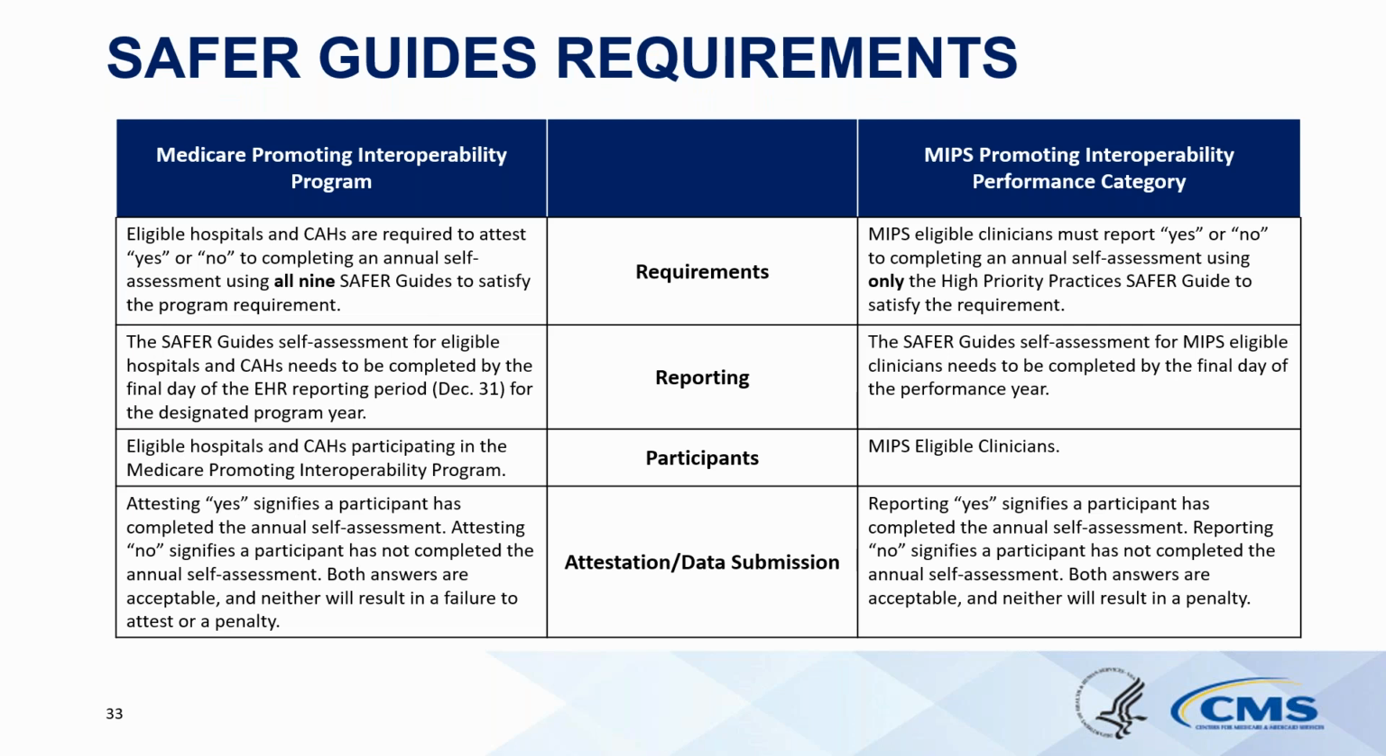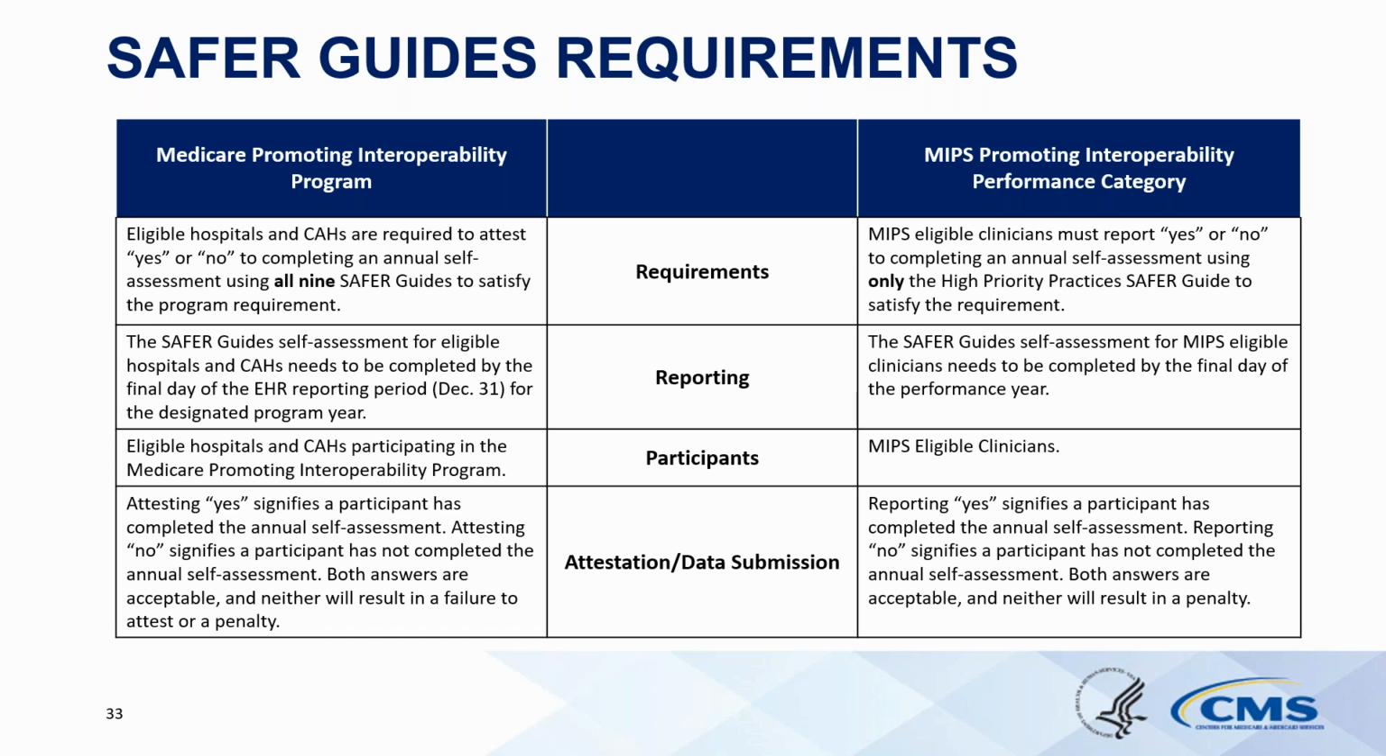So quickly, I'll run through some of the key differences between the requirements for both of the programs. Although they do differ between the PI program for eligible hospitals and CAHs and the PI performance category for eligible clinicians, the guides themselves are exactly the same for both. There are 9 guides on the ONC webpage. All 9 of these guides are required for the hospital programs, and only 1 of the guides is required for eligible clinicians. So eligible hospitals and CAHs are asked to attest yes or no to having completed an annual self-assessment on all 9 of the SAFER guides, while MIPS eligible clinicians are asked to do the same, but only for the high priority practices SAFER guide.